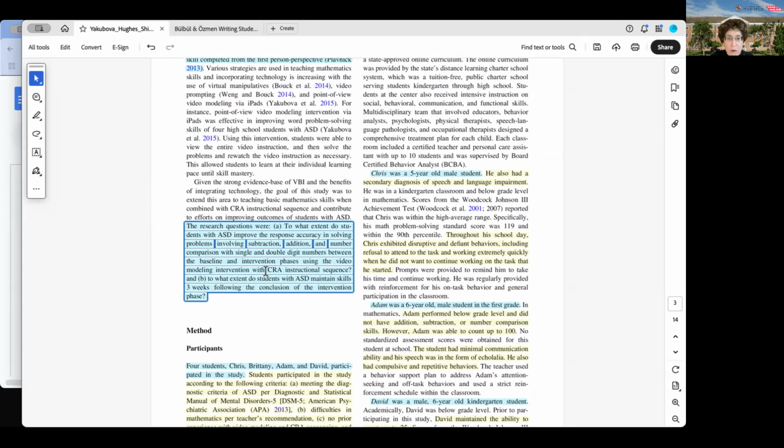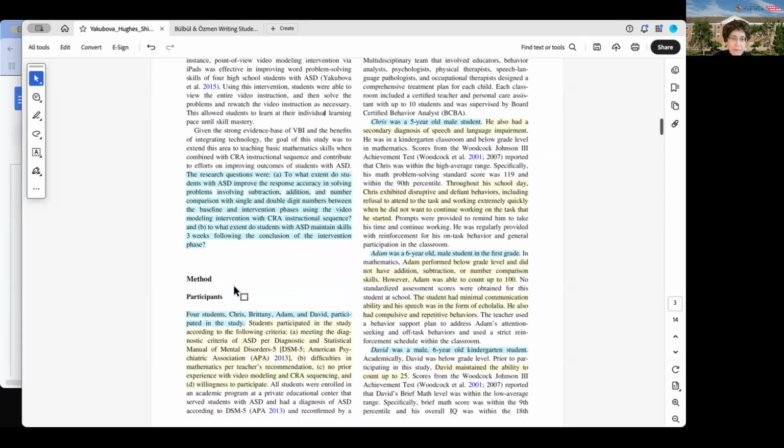The research questions were, to what extent do students with ASD improve the response accuracy in solving problems involving subtraction, addition, and number comparison with single and double-digit numbers between baseline and intervention phases using, and then they spell it out, video modeling intervention with CRA instructional sequence. And to what extent do these same students maintain these skills 3 weeks after the end of the intervention phase?